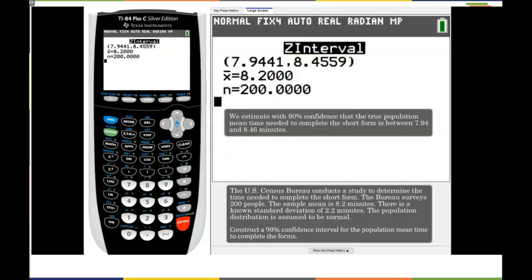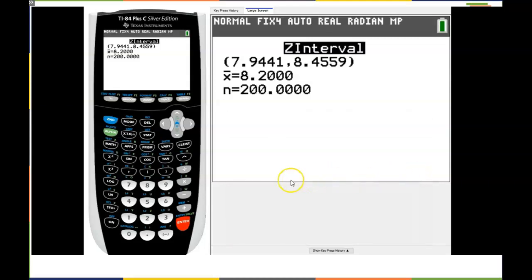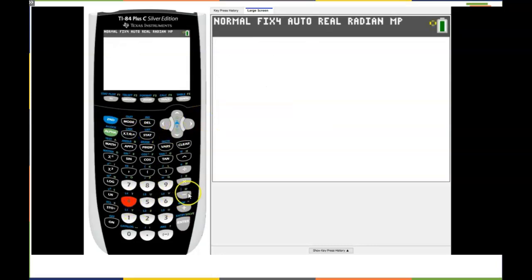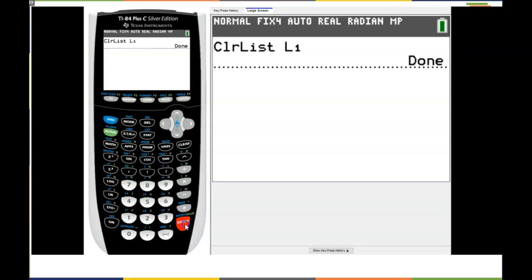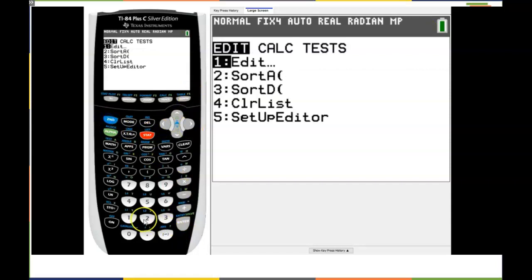That's it. That's how you do a confidence interval when you have a single population mean. Now, if I did want to build a list, I'm going to go ahead and clear my lists out. So I'm going to go to Stat, Clear Lists, and I'm going to clear my L1, so second L1. And now that my list is cleared, I'm going to go back and edit my list.